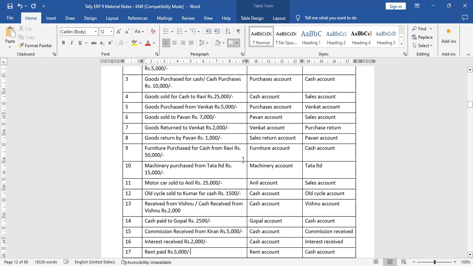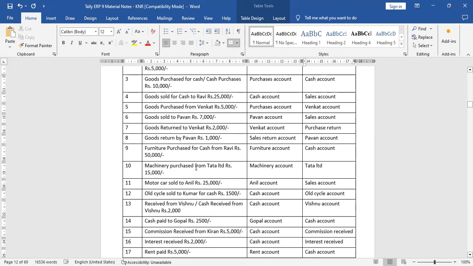Sir, don't write the name. When you mention the name, it is credit basis only. In a cash based system, you are not mentioning the name. So debit is the furniture, cash is the credit.